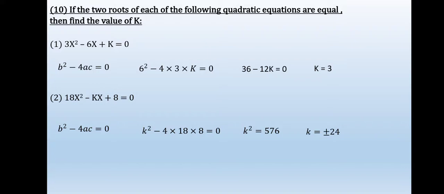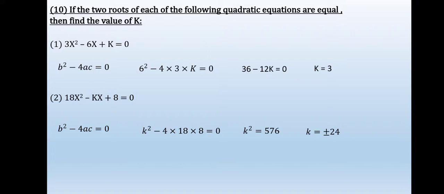Using the discriminant, after replacement we get 6² − 4 × 3 × k = 0. 6² equals 36, minus 12k equals 0. Then move 36 to the other side with the opposite sign, which is negative 36. Then k equals negative 36 divided by negative 12, so k = 3.